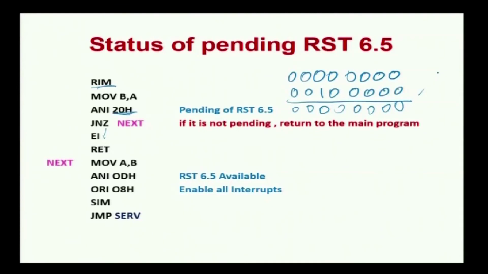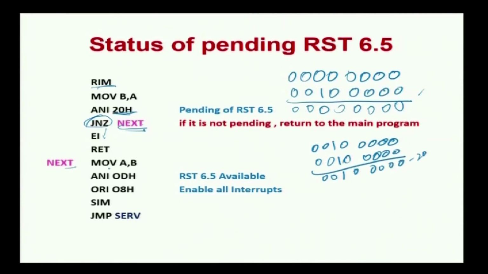In the other condition, suppose I received the value as 0 0 1 0 0 0, it represents that if it is 1, the interrupt is pending. So, I am logically ANDing with the value 20. Now, both values are high, so finally, I get the value as 20. 20 is non-zero. So, non-zero, so we switch over to the specified location. If it is non-zero, it switches over here, if it is 0, it continues the program.